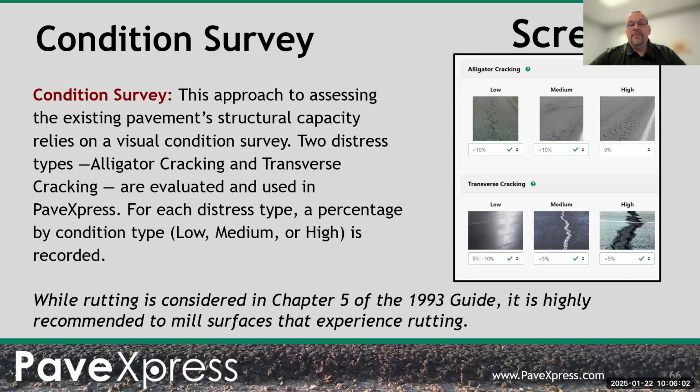First, we have what type of alligator cracking and transverse cracking exist, and for each severity level, what percentage of the pavement is affected. Inputting these values will adjust the recommended in-place layer coefficients.